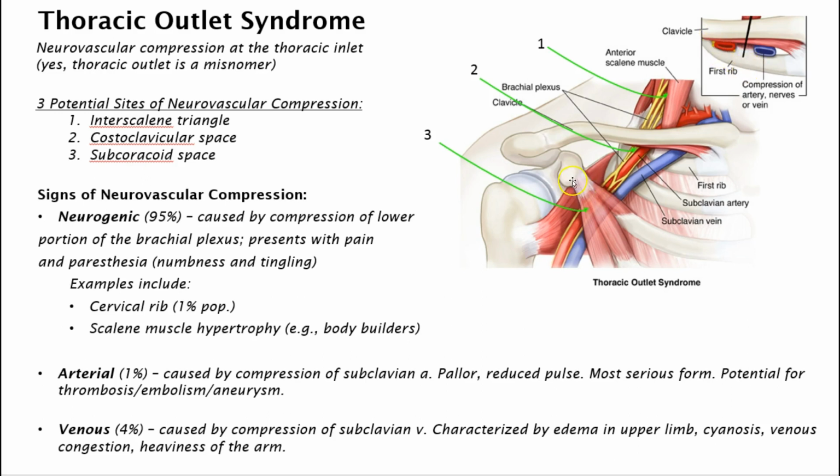And then underneath the coracoid process, especially if this scapula gets tilted forward, you would get compression in the subcoracoid space. Now, as you can see here, most of the time it's the nerves that get pinched. So even though we notice a very large vessel here and a very large vessel here that look to be extremely vulnerable in this area, the nerves of the brachial plexus are much more often impacted.